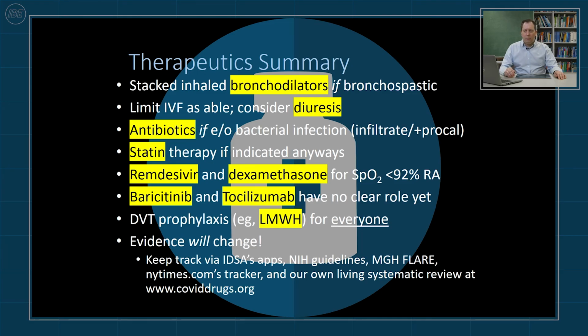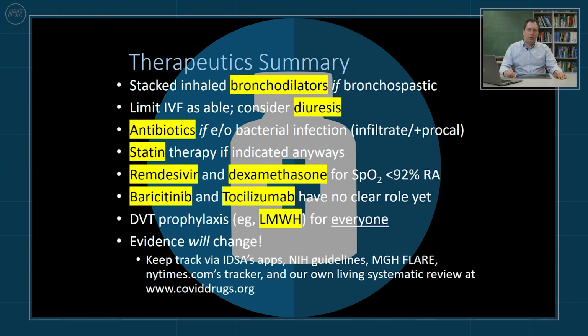So in summary, we can give patients who are bronchospastic bronchodilators. In general, we should limit intravenous fluids and consider diuresis unless, as in this case, patients might be prerenal or developing prerenal AKI. Antibiotics should only be given if there's evidence of a bacterial infection. A statin should only be given if there's an indication for them anyways. Remdesivir and dexamethasone should be considered for everybody with a peripheral oxygen saturation of 92% or less. And baricitinib and tocilizumab and other IL-6 inhibitors do not have a clear role yet. DVT prophylaxis, low molecular weight heparin, should be given to everyone unless there's an absolute contraindication.